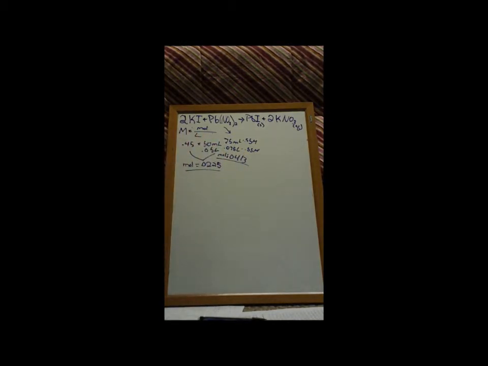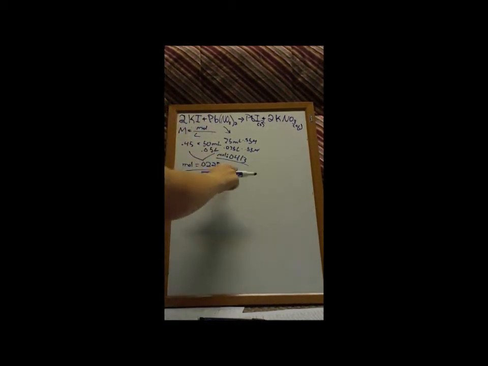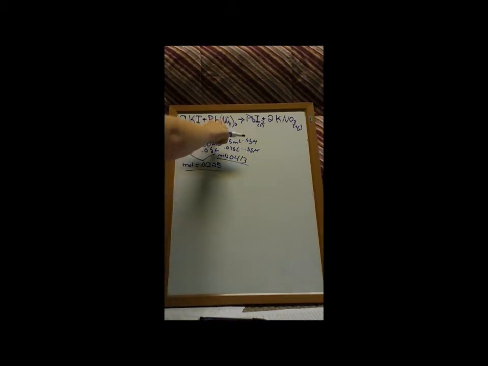Okay, so now we know the moles of both of these. What we do from there is figure out which one of these is the limiting reagent, since we want the mass of the precipitate, which will be our PbI2. There should be a 2 right here. We know that 0.0225 is less than our lead nitrate, so our limiting reagent will be our potassium iodide.